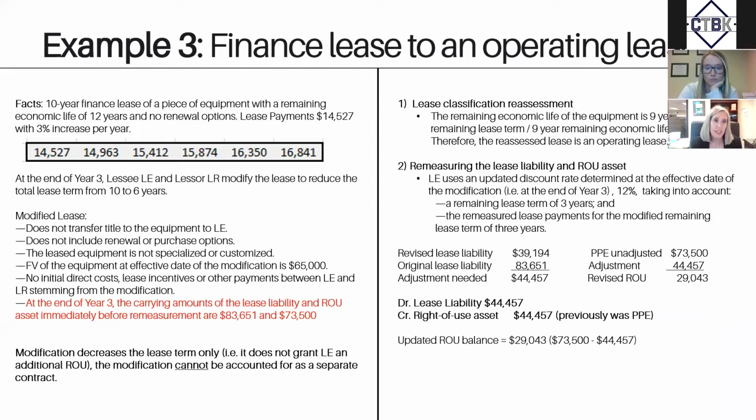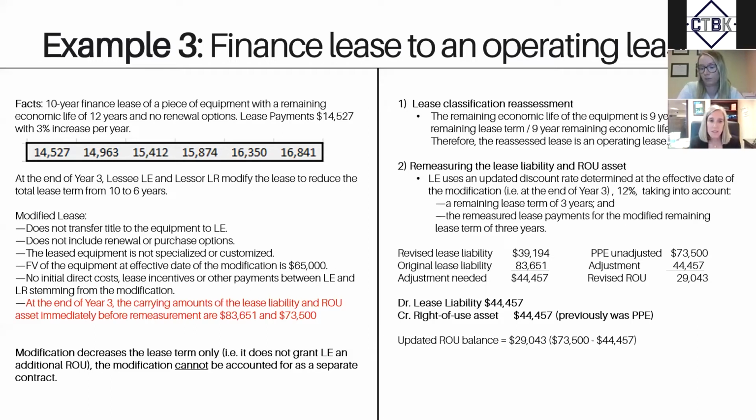So looking over to the left-hand side, I have a 10-year lease. My lease payments start at $14,527 with a 3% increase per year. So what I did in that box to the left is show you what those lease payments look like for the first 6 years. And why did I do that? Because at the end of year 3, there's a modification to reduce the lease term from 10 years to 6 years. Looking at the modified lease, I'm going to focus on the red part, which is at the end of year 3, the carrying amount of my lease liability is $83,651, and my right of use asset is $73,500.